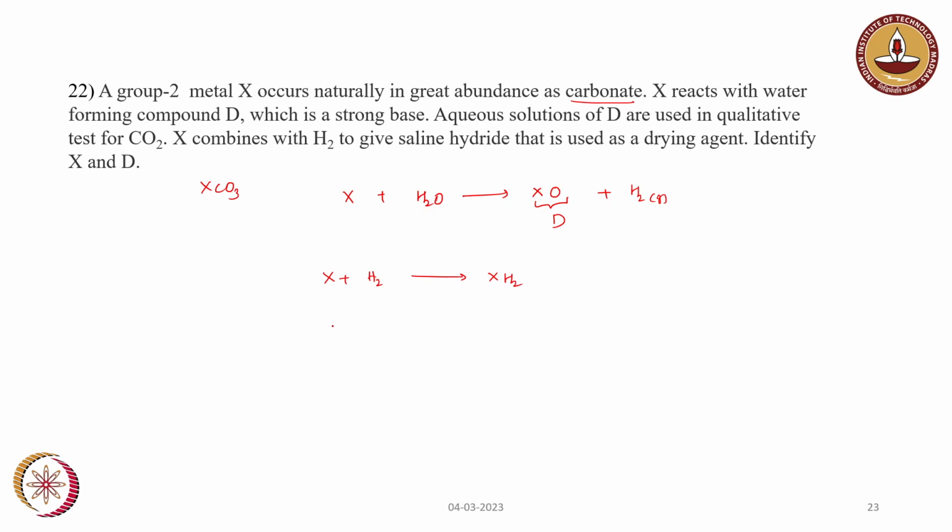And aqueous solution of D is used in qualitative test for CO2. So for the qualitative test of CO2, we usually use calcium hydroxide or aqueous solution of calcium oxide to test for CO2. So X is calcium. So calcium in water will be giving calcium oxide and H2 gas, which is the D.